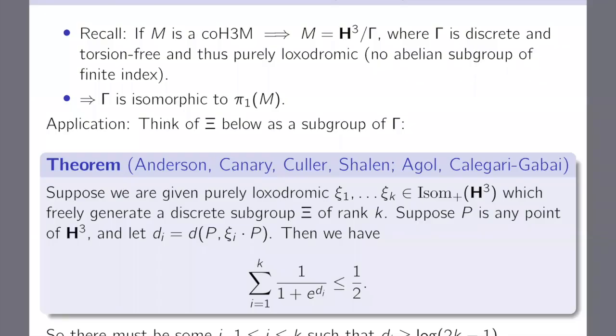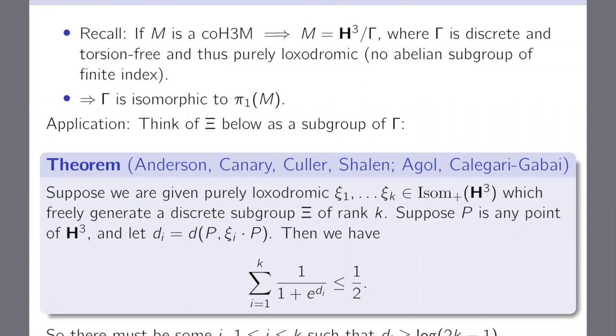Okay, before moving on, I think it's helpful to absorb the import of this result by looking at a special case, maybe when k equals 2. So it says that if we have two isometries, C1, C2, which are loxodromic, and they freely generate a discrete subgroup of the orientation preserving isometry group, in this case of rank 2, we're assuming k is 2. So I have two such loxodromic isometries, the kind we've seen already in the previous slides, right?